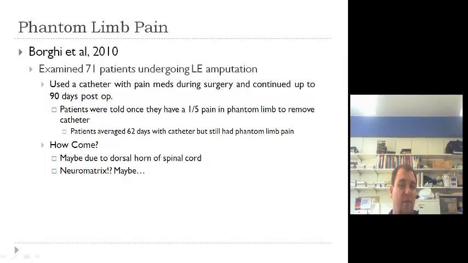And I think Jeremy talked about this because he talked about the neuromatrix, and I think somebody else in class had this article cited. And this might be due to dorsal horn of the spinal cord. There's still pain receptors going to the dorsal horn of the spinal cord. When that occurs, that spinal cord is still sending the signal to the brain saying, ow, my foot hurts, even though I don't have a foot. So how do we treat that?